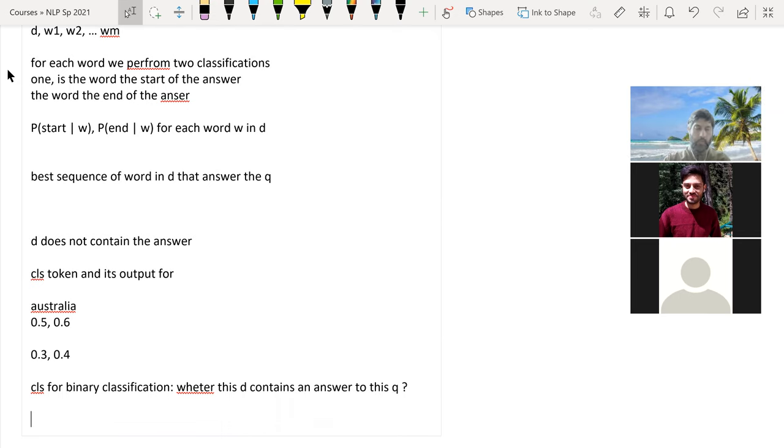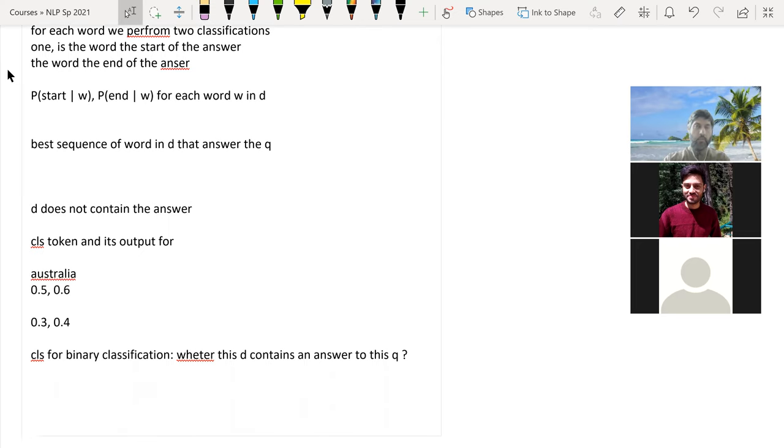And of course, there are many other things that can be discussed, but I think that is enough as an introduction. Okay, so the next part was, of course, this was IR based. The next part was knowledge based.